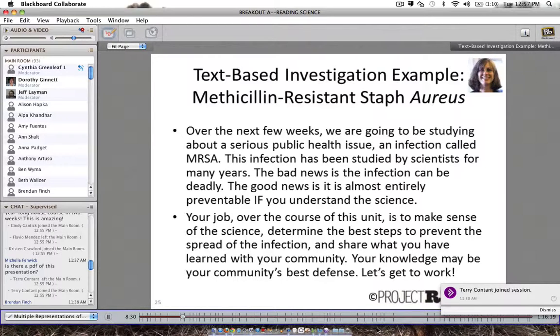MRSA is dangerous, particularly for youth. Let's make sense of the data to figure out why bacterial resistance is on the rise and what we can do to protect ourselves and our communities from infection. Next slide.